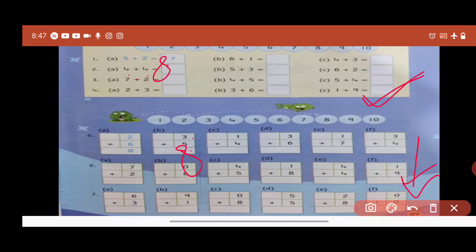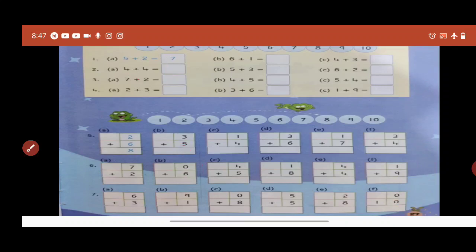Horizontal and vertical addition you have to do in your book. Understood? I hope you've understood the concept of addition. Addition means putting things together. Okay? And the concept of addition with 0 also. Whenever you add any number to 0, the answer is the number itself. The answer does not change.